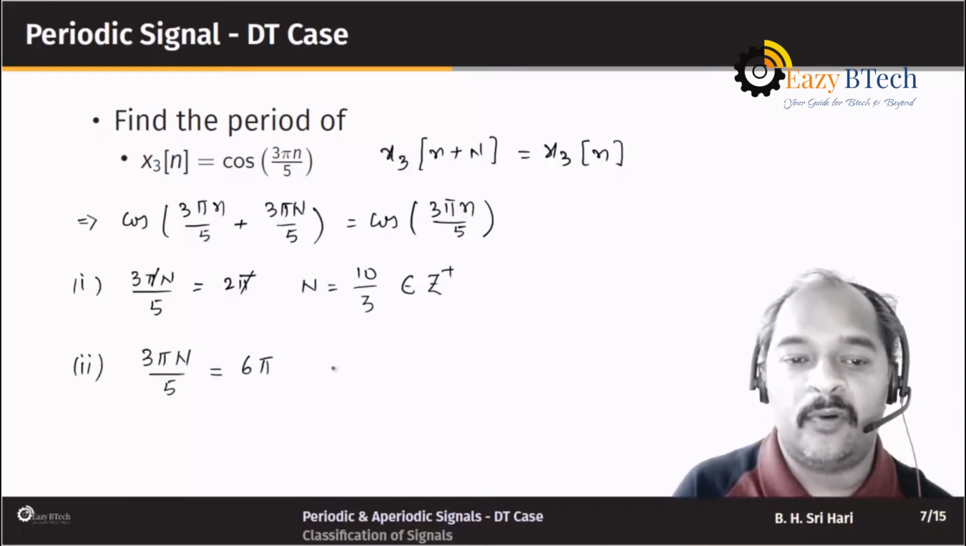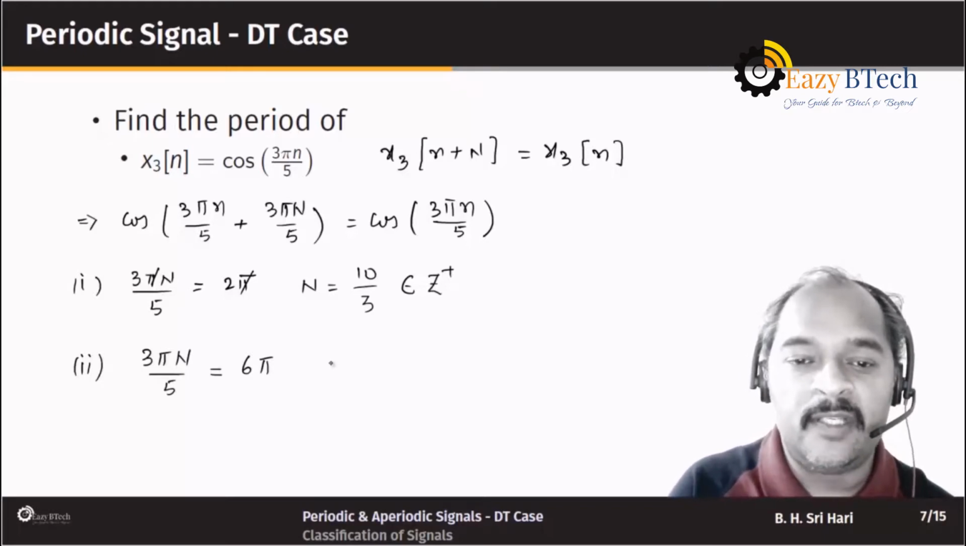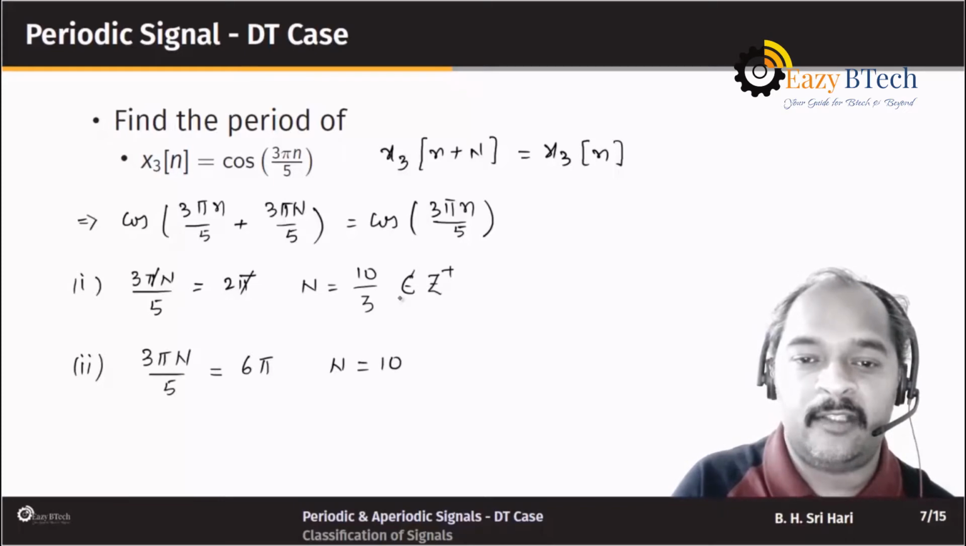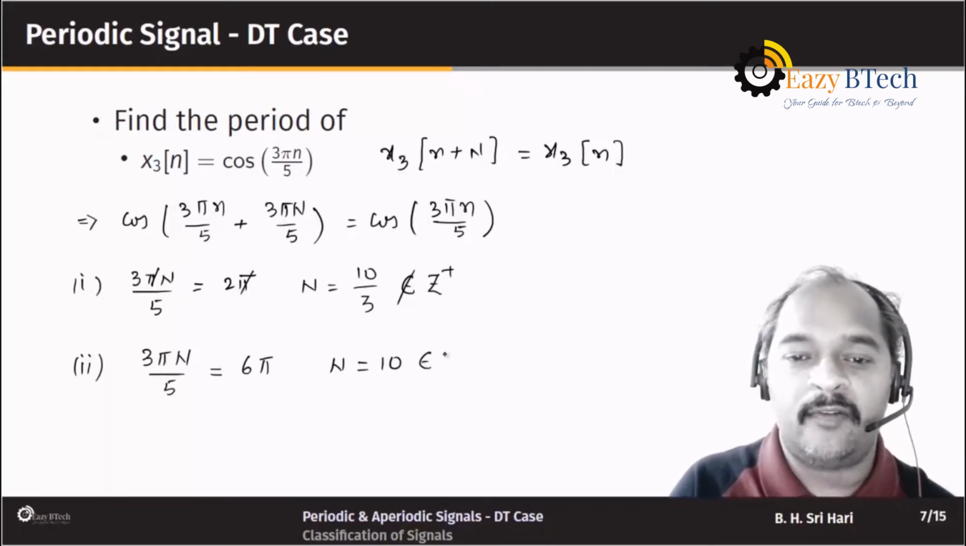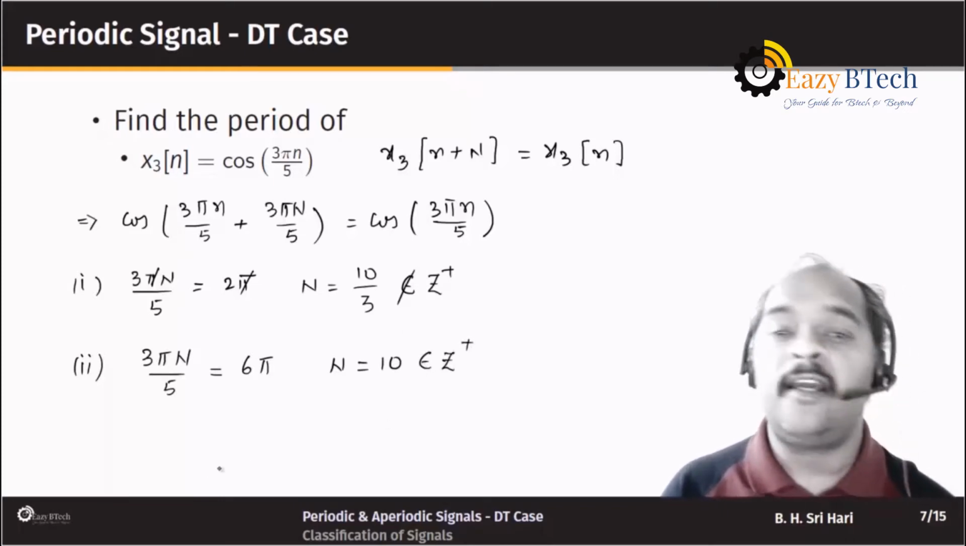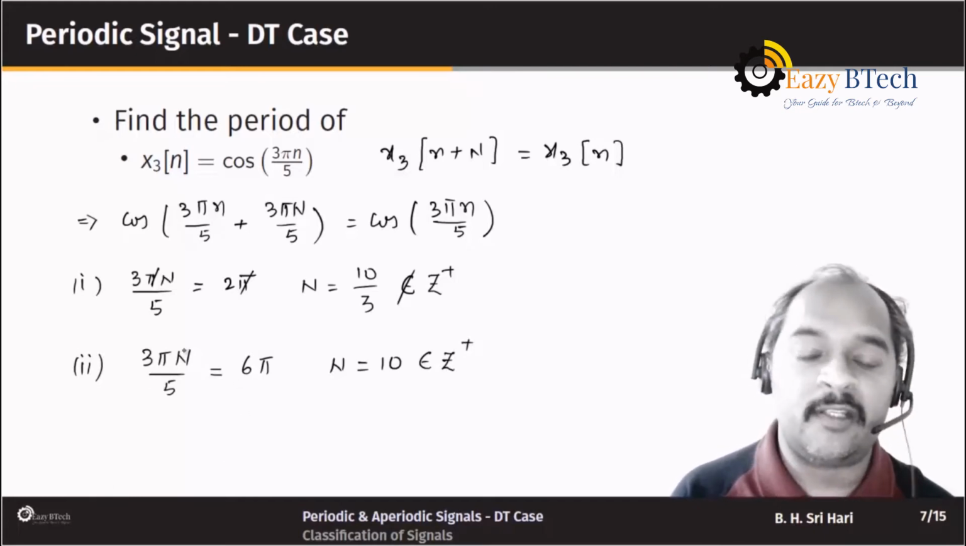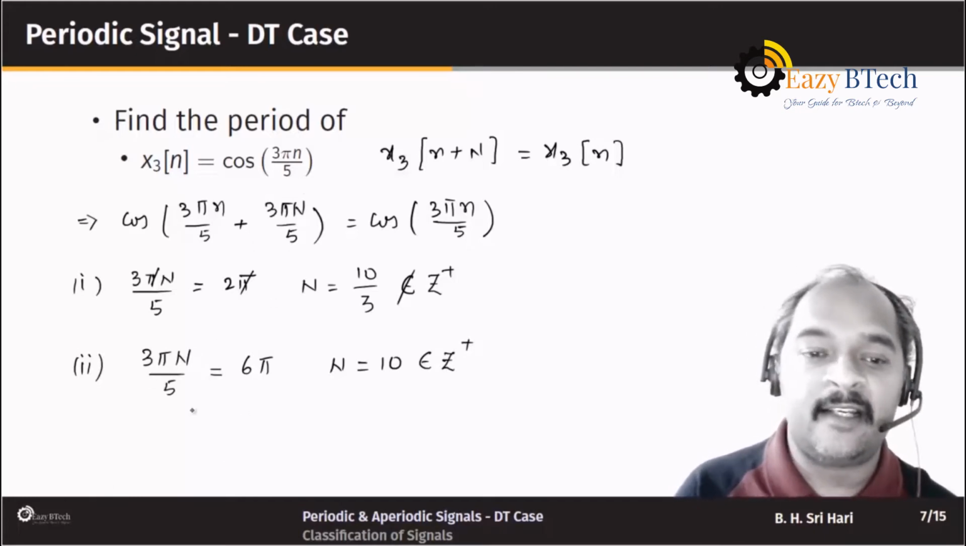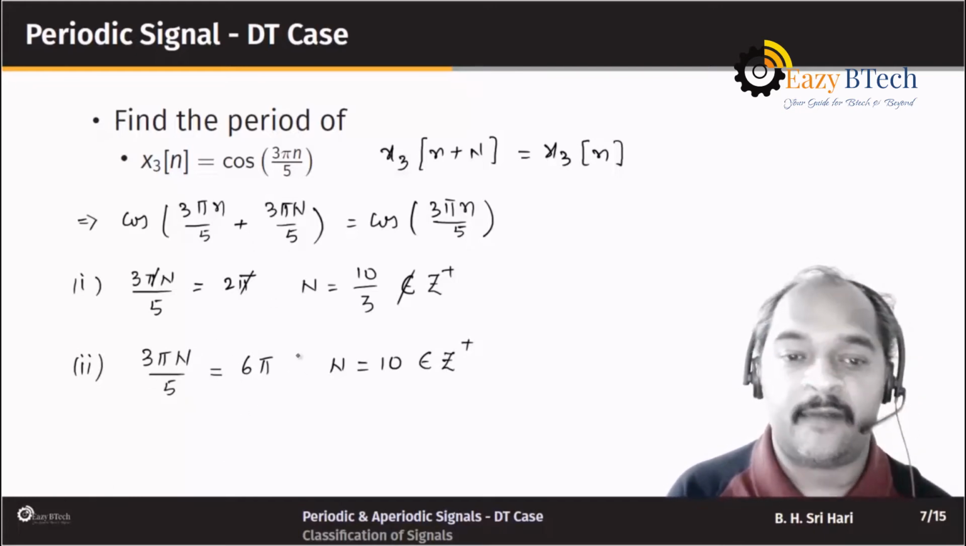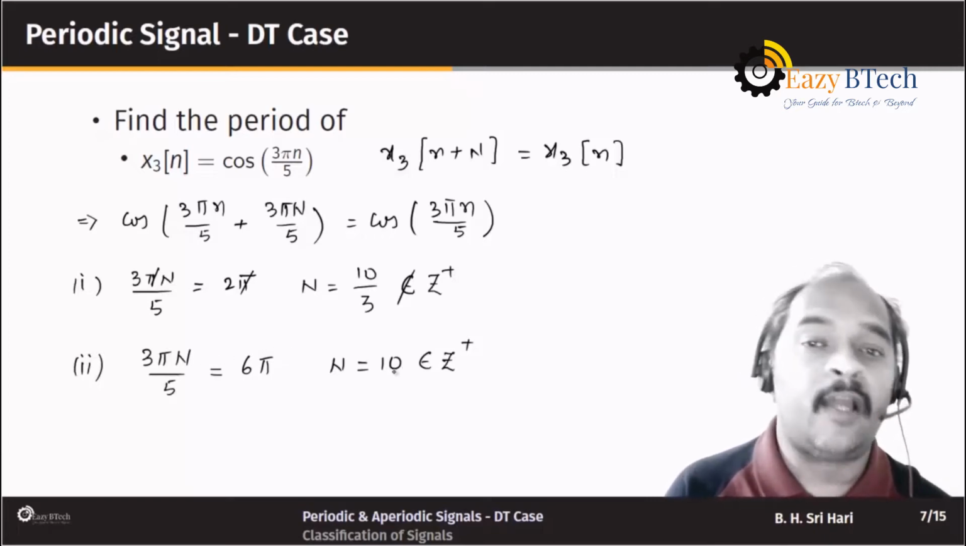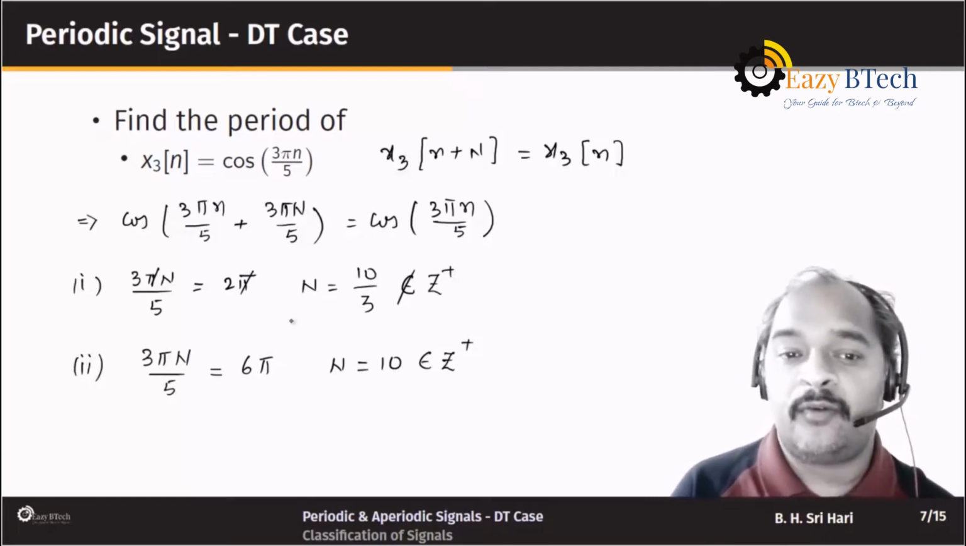This is possible only if N equal to how much? 10. Correct. So N equal to 10, so definitely that is a positive integer. So what is the fundamental period of this signal? That is nothing but N equal to capital 10 units. Okay, so note the difference.